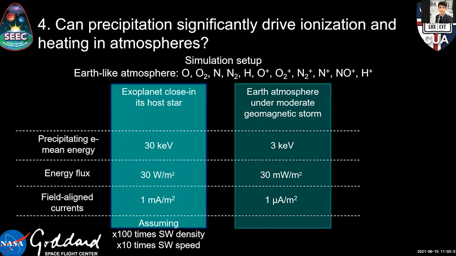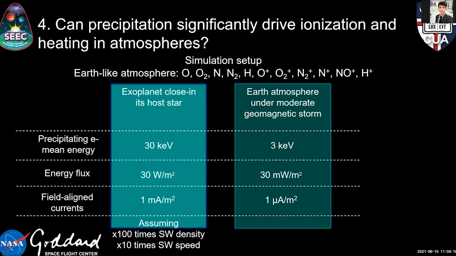So the next question is, can precipitation significantly drive ionization and heating in the atmospheres? We use Planet Eater to calculate that. We assume an Earth-like atmosphere, including atomic, molecular, and ionic oxygen, nitrogen, and hydrogen. Then we scale the precipitation from Earth's atmosphere in a moderate geomagnetic storm.